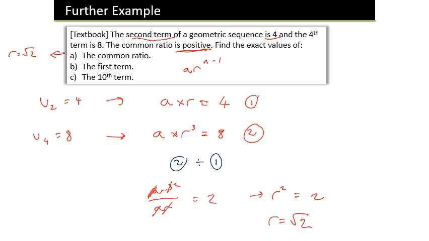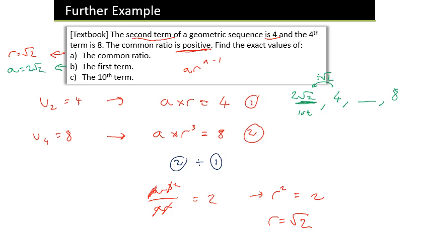Then for part B, we want to find the first term. Well, this should be quite straightforward, right? Because we already know that we've got 4, then we've got something, then we've got 8. So to find the first term, we would do 4 divided by root 2 to get back to it. So when I put that into my calculator, we get 2 root 2. So therefore a is 2 root 2.